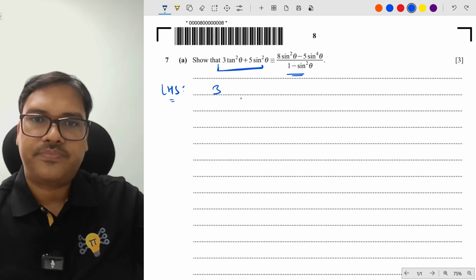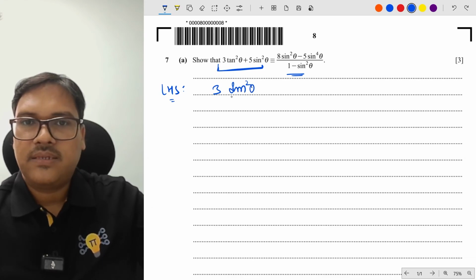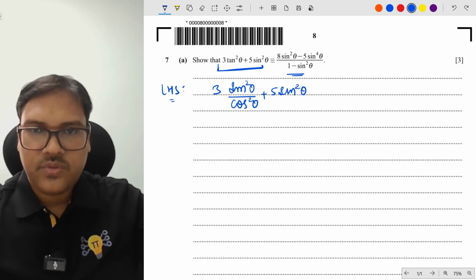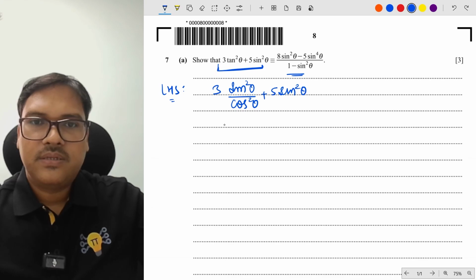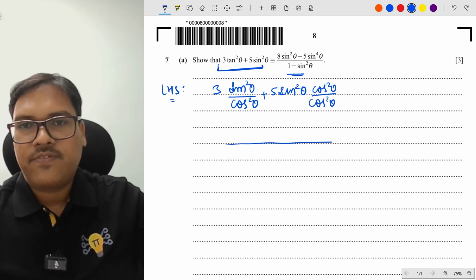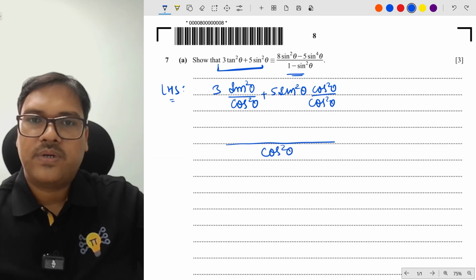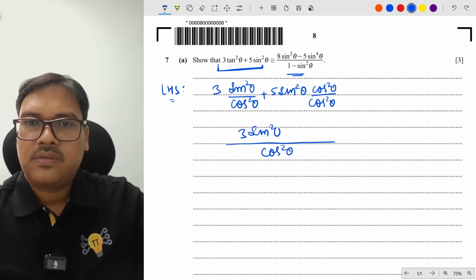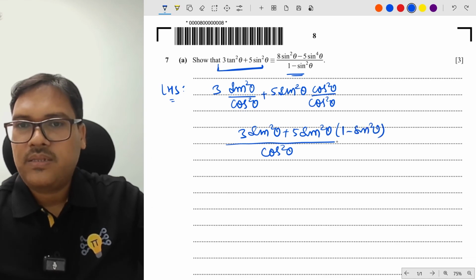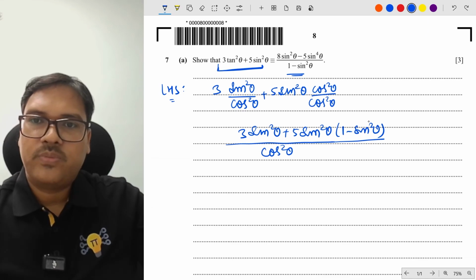If you start with the LHS, this is 3, and we know tan theta is sine theta by cos theta. So this is sine squared theta by cos squared theta, and this is 5 sine squared theta. Now if I multiply this with cos squared theta and this also with cos squared theta, making like terms in the denominator, this will become cos squared theta. This is 3 sine squared theta, and this is 5 sine squared theta, and cos squared theta is basically 1 minus sine squared theta, because everything should be converted to sine theta.